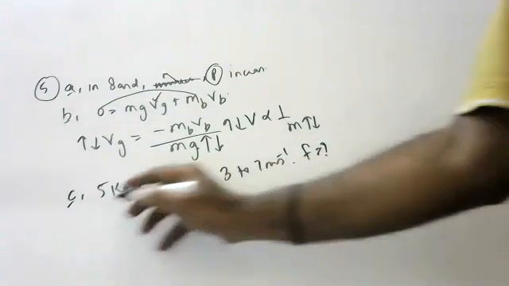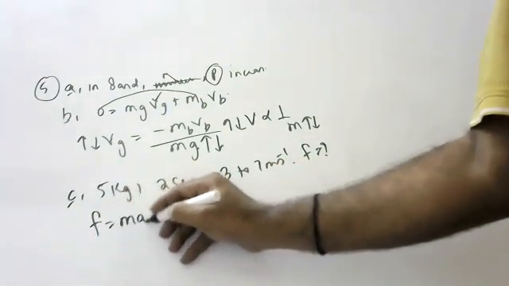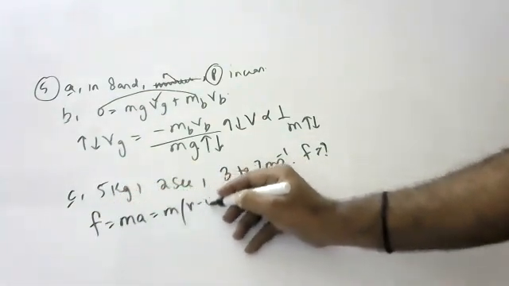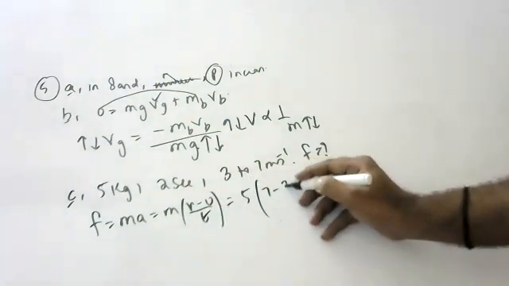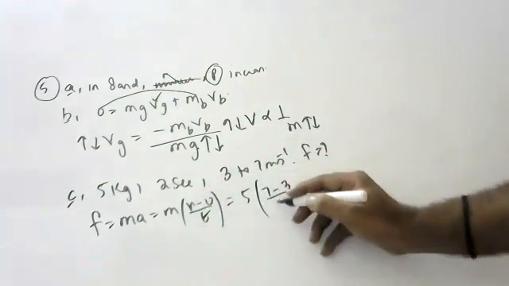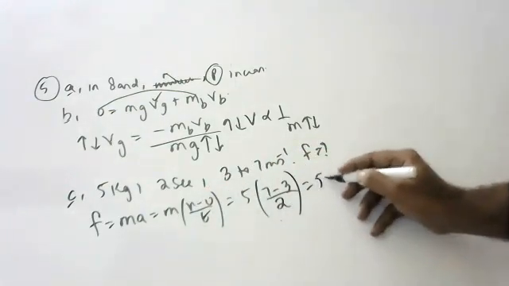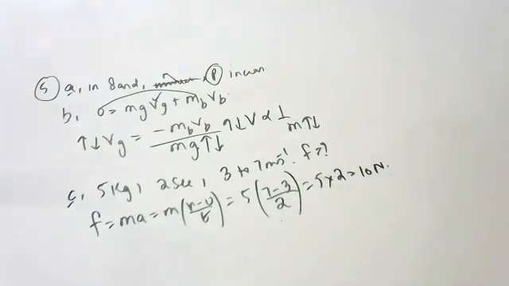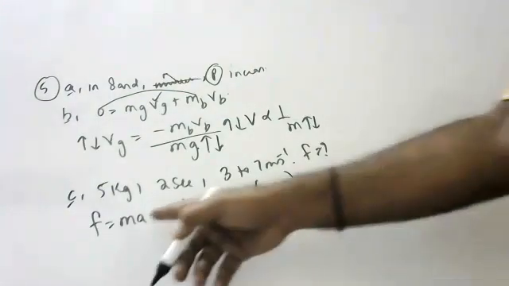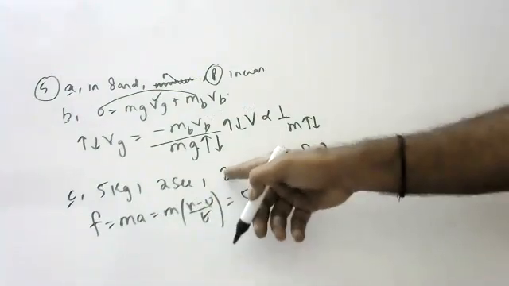Yes, children, anyone? Force F is equal to m a, m into v minus u by t. So 5 into 7 minus 3 by 2. 7 minus 3 is 4, 4 by 2 is 2, 5 into 2. That is 10 Newton is the answer. So children, m into a is equal to v minus u by t. This is v, this is u, this is t, children.